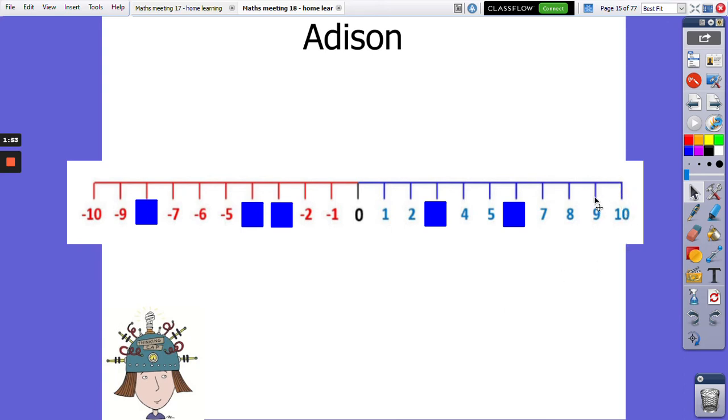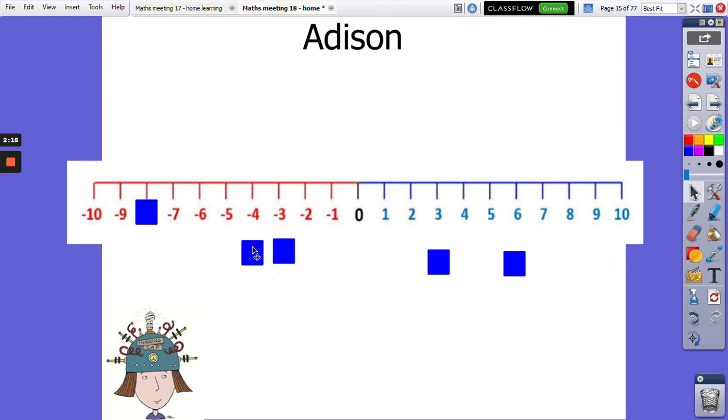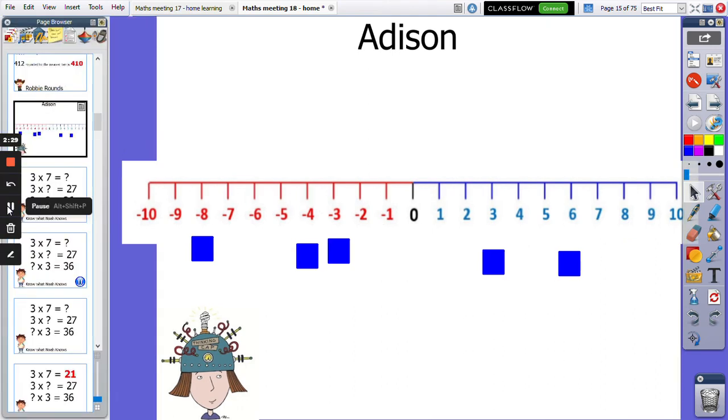10, 9, 8, 7, 6, 5, 4, 3, 2, 1, 0, minus 1, minus 2, minus 3, minus 4, minus 5, minus 6, minus 7, minus 8, minus 9, minus 10. Well done if you got all those correct. Okay, let's move on to the next one, shall we?